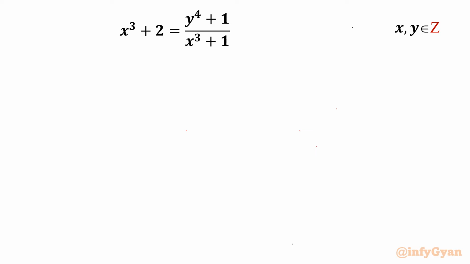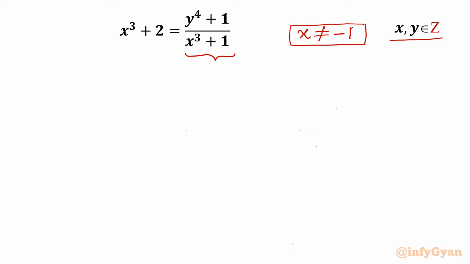Today in this video, we are going to take up one Math Olympiad Diophantine equation for integer solutions. The equation is x cube plus 2 equal to y power 4 plus 1 over x cube plus 1, where x, y belong to Z. The denominator cannot be 0, so I will begin by writing x cannot be equal to negative 1.